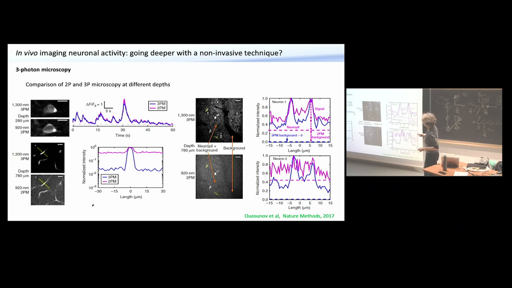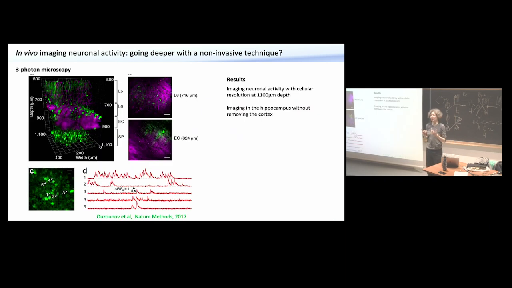Same thing here with neurons. So you compare these two images that are acquired at 800 micrometer deep in the brain, and this gives a much higher signal to background. So it works well, and something that I like personally about these techniques is that they allow to look at the hippocampus, that is the region that is below the cortex, without removing the cortex.